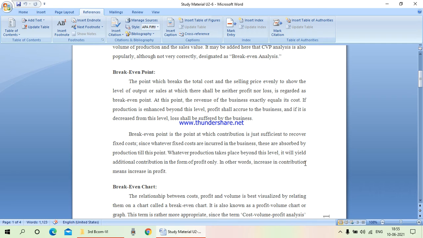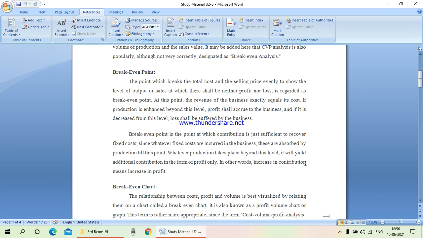And again, see break-even point. The point which breaks the total cost and the selling price evenly, to show the level of output or sales at which there shall be neither profit nor loss, is regarded as the break-even point. At this point, the revenue of the business exactly equals its cost. If production is enhanced beyond this level, profit shall accrue to the business, and if it is decreased from this level, loss shall be suffered by the business.